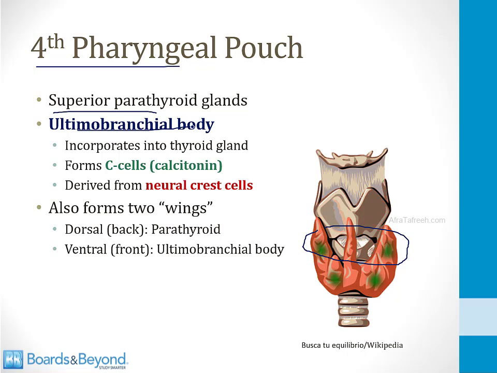ultimobronchial body. And what this structure does is incorporate into the thyroid gland and form the C cells of the thyroid gland, which are the cells that secrete calcitonin. They're also called parafollicular cells.